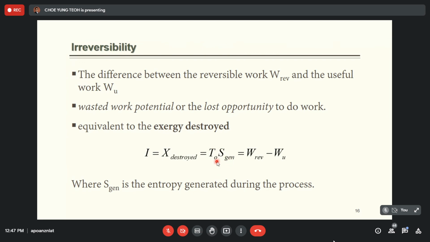So you can base it on T naught times S generation. T naught is the temperature of the surroundings, and S generation is the entropy generated during the process, I mean for the heat transfer process. So we are using the losses inside the heat transfer process. These losses in the heat transfer process are not counted.